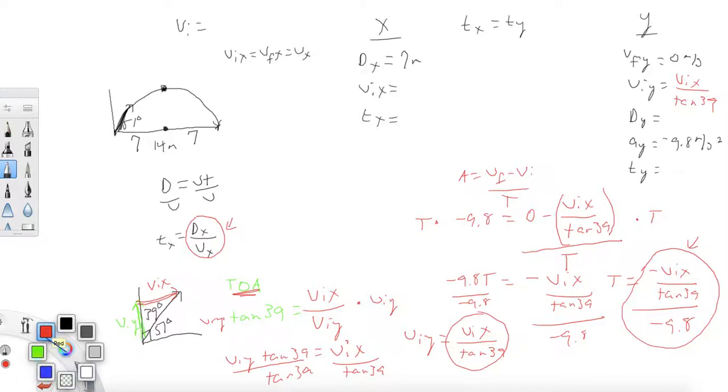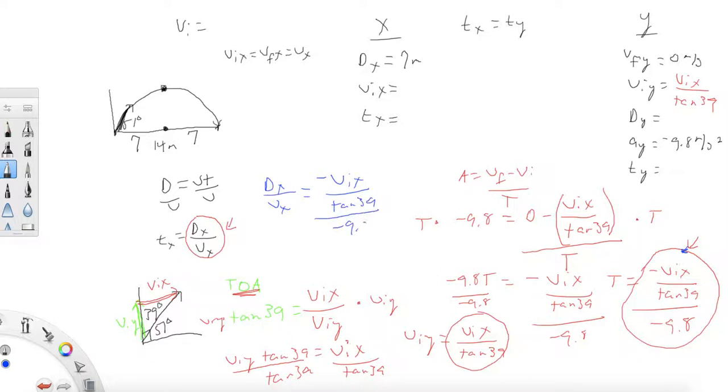So let's get a different color here. Let's do blue. So I'm going to say my distance in the x direction, which was 7. Let's write it out first. Distance in the x direction divided by velocity in the x direction is equal to what I have in the circle over on this side. It's going to be negative Vix over tangent 39 divided by negative 9.8.